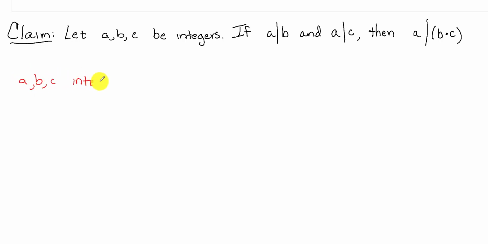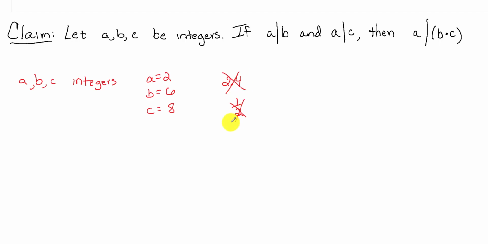So what does that piece mean? What that means is we're looking at numbers like A equals 2, B equals 6, C equals 8, for example. And we're not looking at things like 2.4 or 1/2 or stuff like that. We're looking at actually integers.